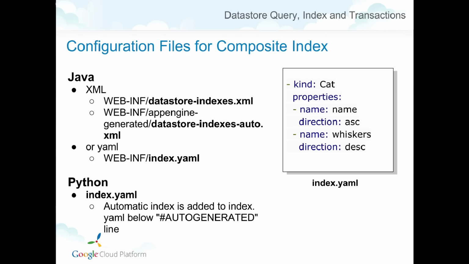This is an example of a query for a composite index. In Java, you can specify that in a file called datastore-indexes.xml. In Python, you can just use your index.yaml file. Or you can write the definitions of the composite index like this. You can specify the kind name and the rest of the properties with the property name and the directions you want to have. By specifying this and deploying the application onto the cloud, Datastore will start building the composite index for you.